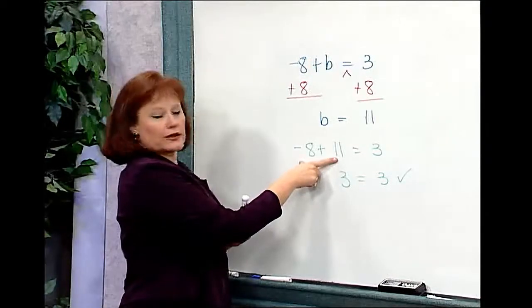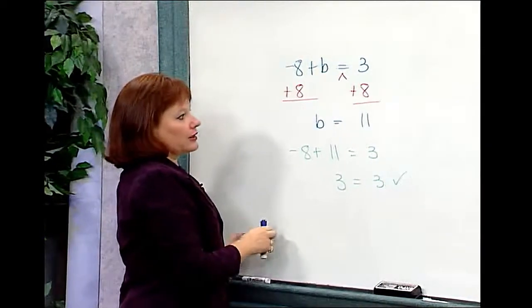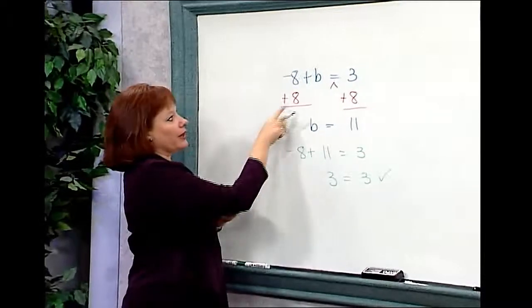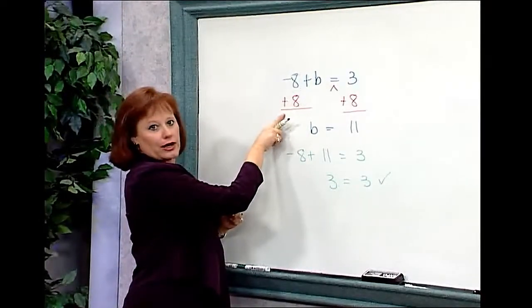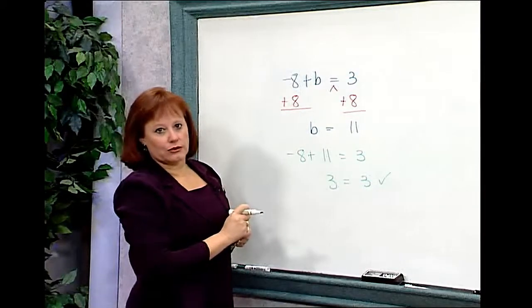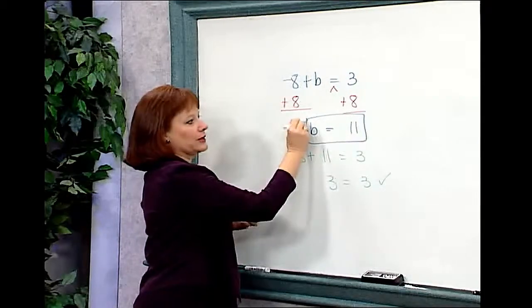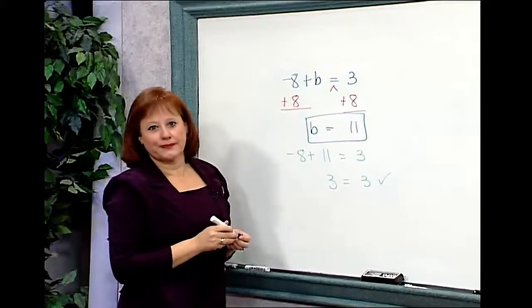When I put the solution in that I believe to be true, I got a true equation at the bottom. So when I solved my equation, I did it by undoing the -8 by adding +8, and I remember whatever I do to the left-hand side of the equation, I must also do to the right-hand side of the equation. When I did that, I found that b was equal to 11, the solution to this problem.